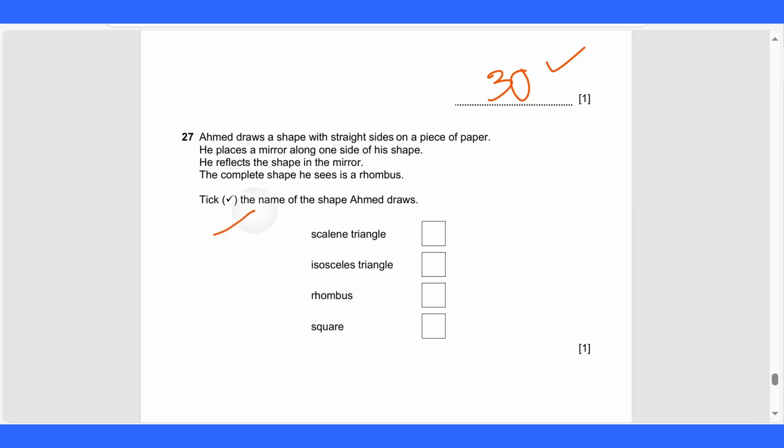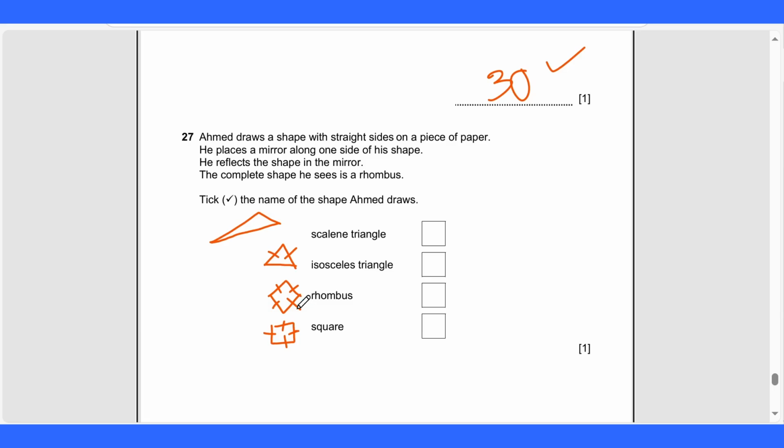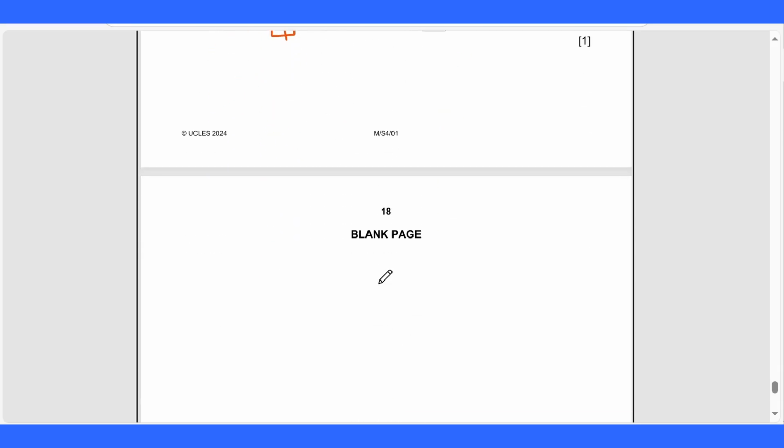A scalene triangle is a triangle that has all different sides. Okay, this is the discussion, guys. So we have scalene triangle, isosceles triangle, rhombus, and square. The explanation in the video will show you that the correct answer is isosceles triangle. How does it work? Check out this video. We'll explain why the answer is isosceles triangle: when we put a mirror, it will create a complete shape of a rhombus. Alright, so that's the end.